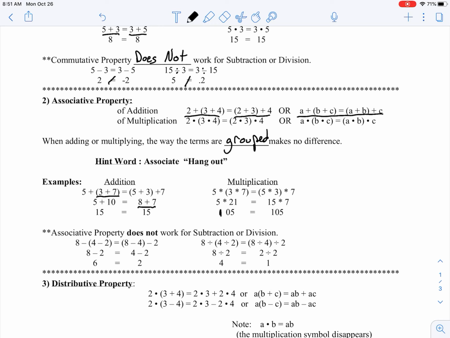The associative property, once again, does not work for subtraction or division. If we follow these steps down, we notice we get 2 different answers for subtraction. And if we follow this down, we get 2 different answers for division.